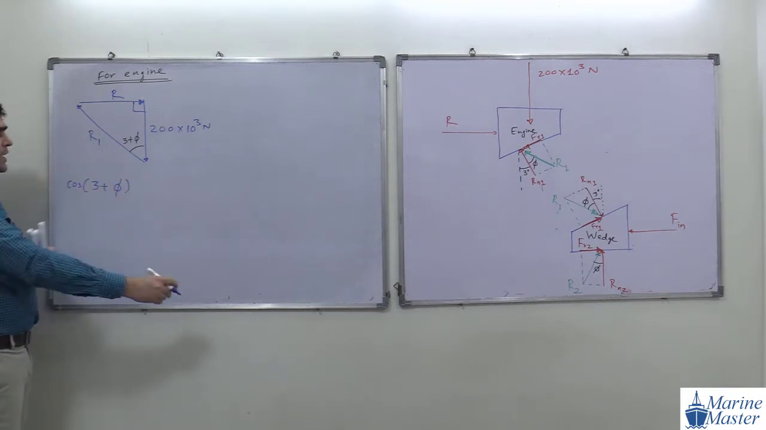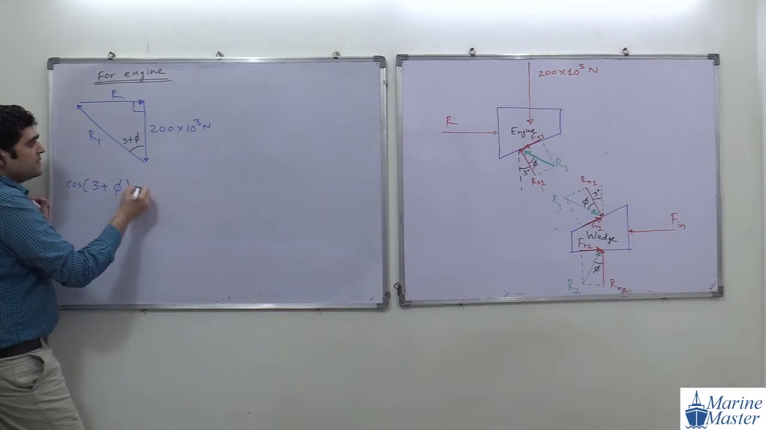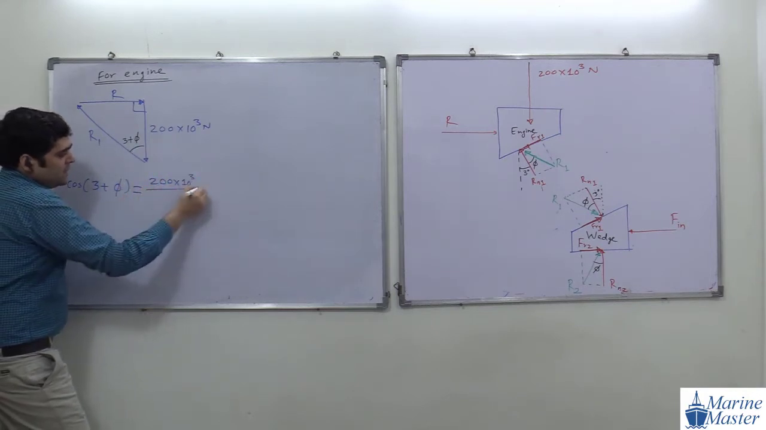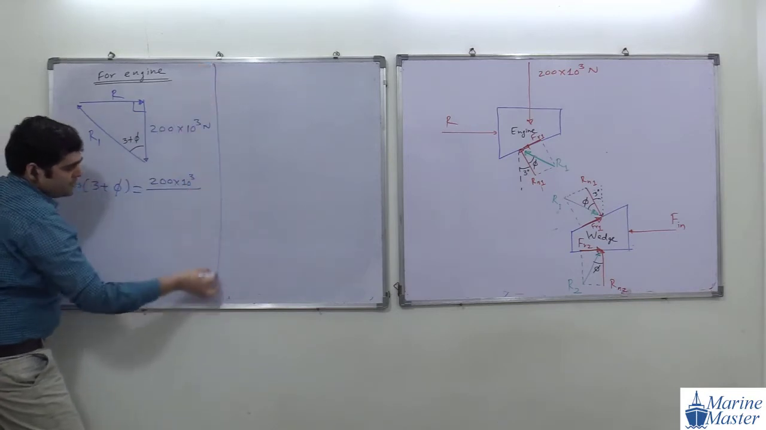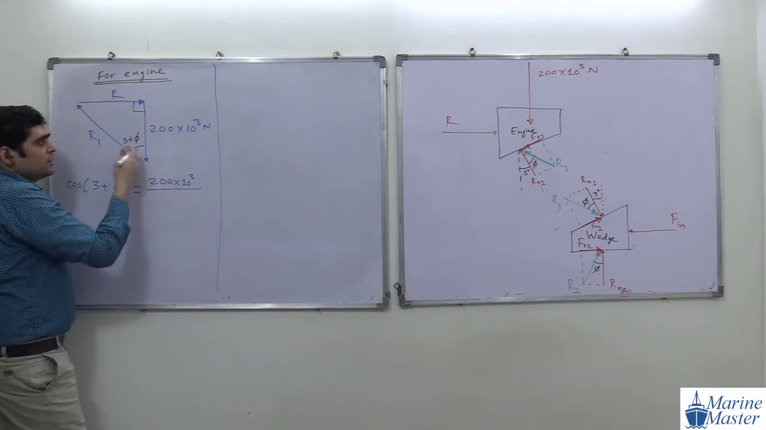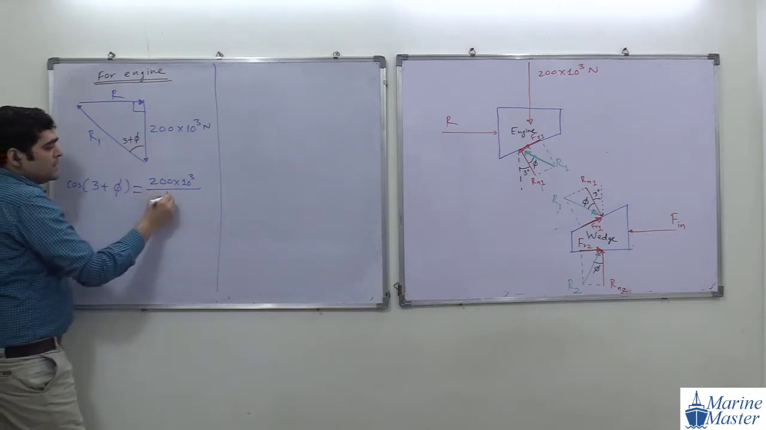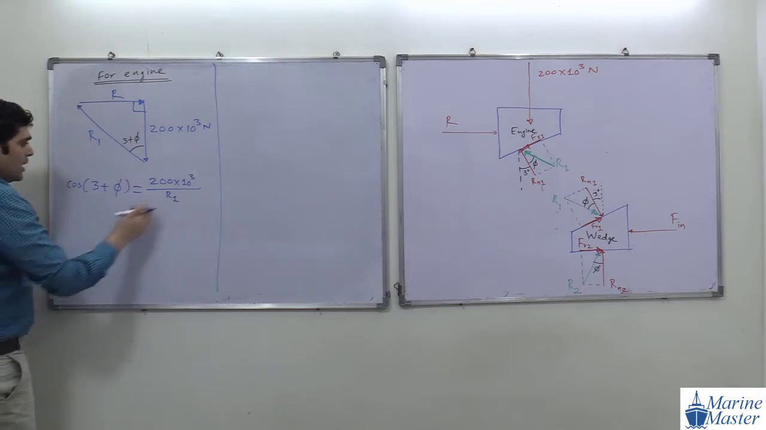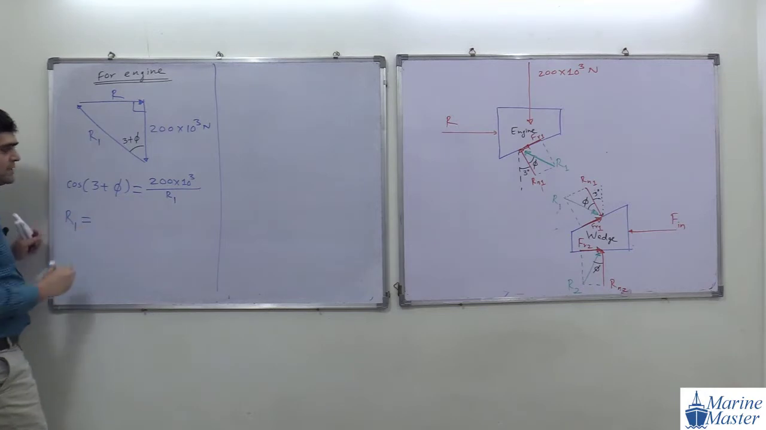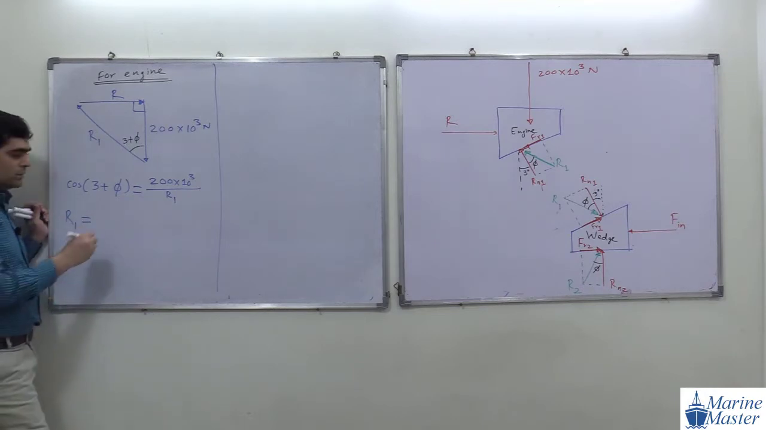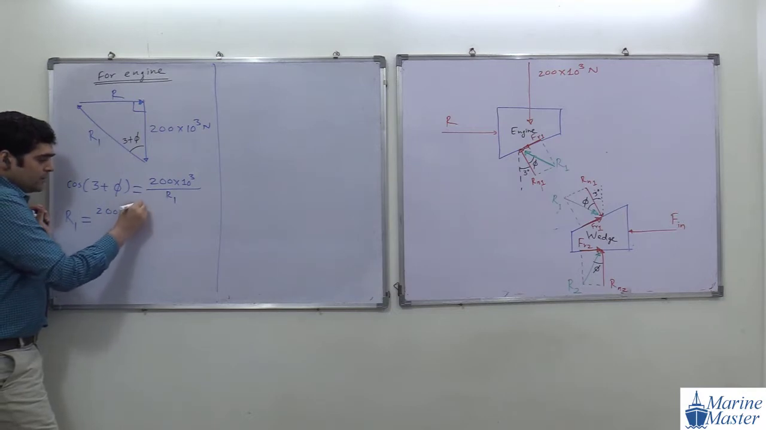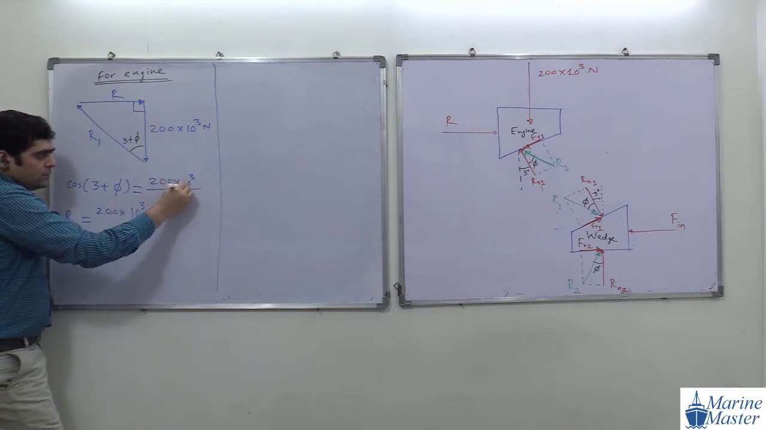See the scenario. Cos of 3 plus 5 will be equal to 200 into 10 raised to the power 3 divided by R1. So R1 will be equal to 200 into 10 raised to the power 3, divided by cos of 3 plus 5.